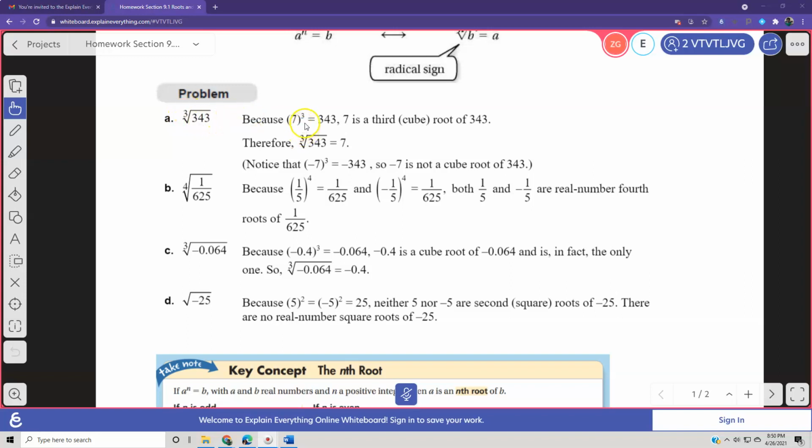Because 7 to the third power is 343, we know that's an odd index, so there's exactly one root. In this case, it's 7. Notice that negative 7 raised to the third power gives you negative 343. So negative 7 is not a cube root of 343. It's actually the cube root of negative 343.